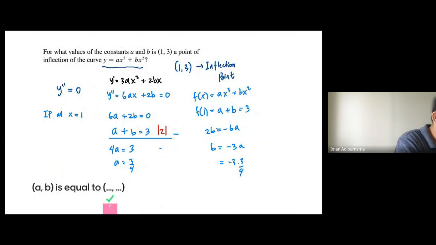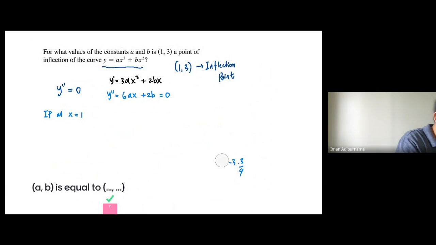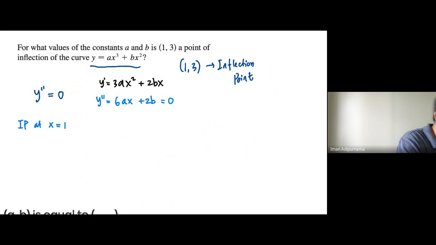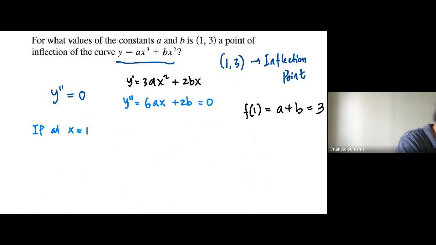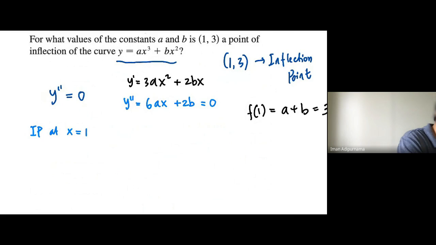Wait a minute. Oh, I think I made a mistake here. Sorry. Let me just erase first. Okay, first, checking f(1): this will be a plus b equal to 3. This is the first equation. Oh yeah, this is what I did wrong. Okay, sorry.